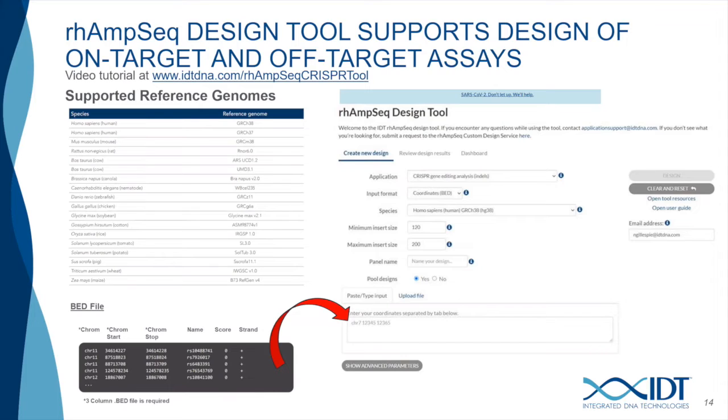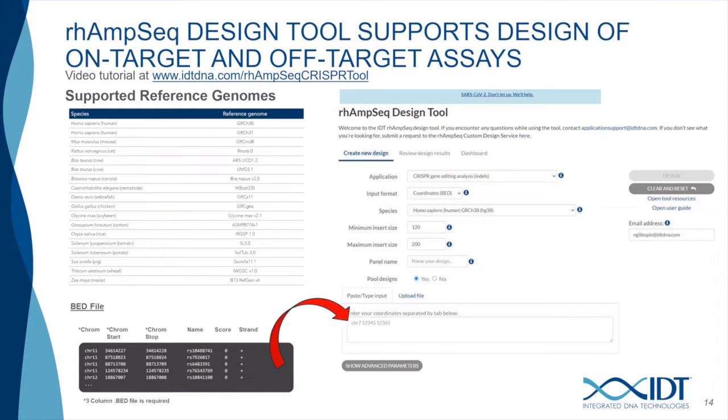There's an option to select CRISPR editing analysis, which will make sure that the amplicons are designed using characteristics capable of determining CRISPR indel editing events. And then there are additional parameters where you can select your reference genome, any size limitations that you'd want to impose, as well as whether to pool your designs or not.